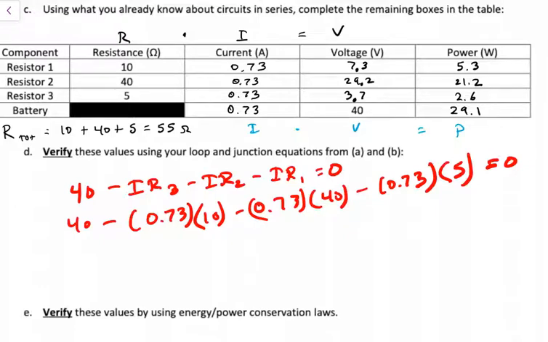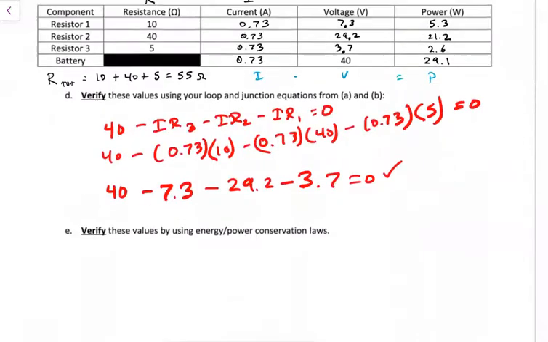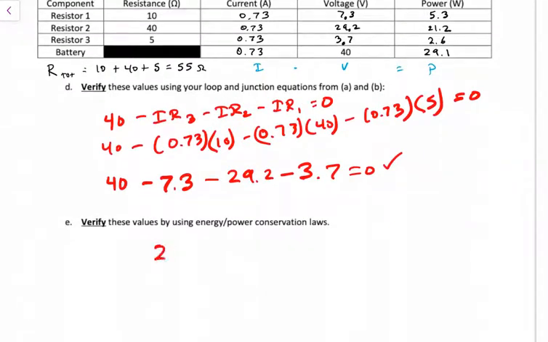If I were to check this, this is 40 minus 7.3 minus 29.2 minus 3.7, and that's equal to 0. That's close enough, with rounding errors. Let's verify these values using energy power conservation laws. I've already calculated power, so we just need to make sure that 29.1 is equal to 5.3 plus 21.2 plus 2.6, and those numbers are pretty close as well. Yeah, they're actually exact. That's it.